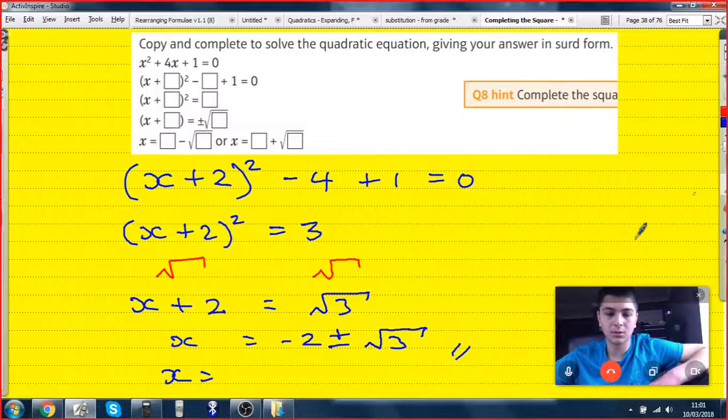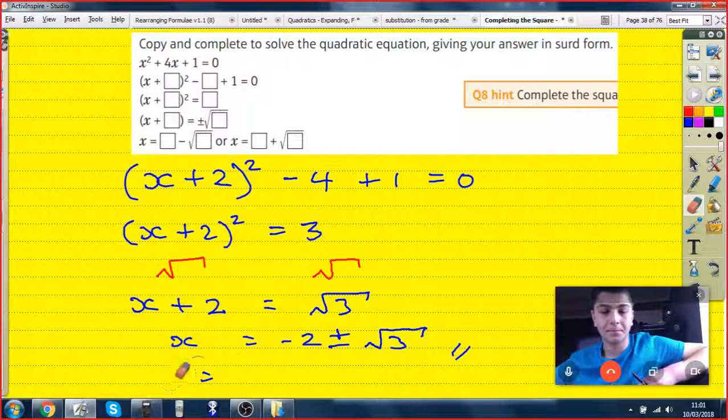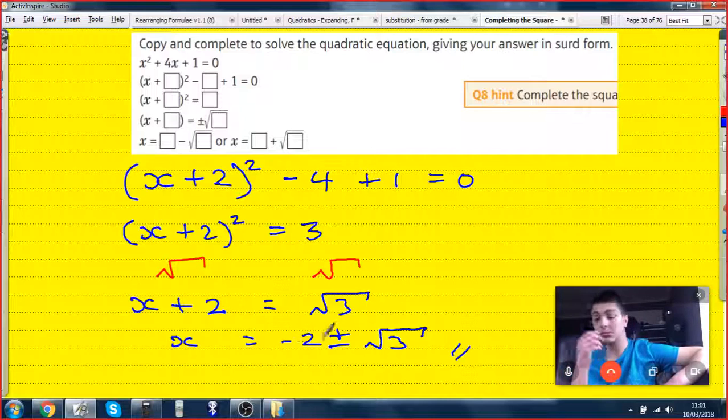And actually, that's fine. You can leave it like that. You could write it the long way. X equals minus 2 plus root 3, or x equals minus 2 minus root 3. Or just a short way. X equals minus 2 plus or minus root 3. Any questions with that? No.